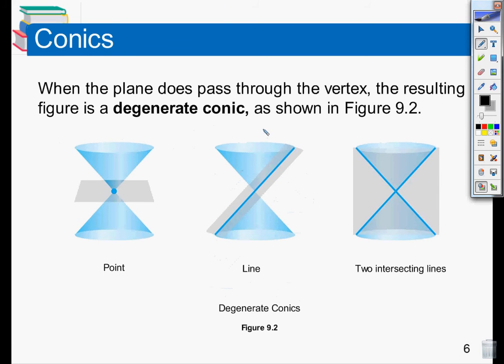Now there are a couple other types of intersections, and these happen when we ignore the rule that we're not going to go through the center point where the two cones touch. If we do that, we just get a single point. If we go directly down their edges diagonally, we get a straight line. Or if we go directly in the other direction, we could get two intersecting lines. These are called degenerate conics, and we're really not going to focus on those at all, but it's good to mention them.